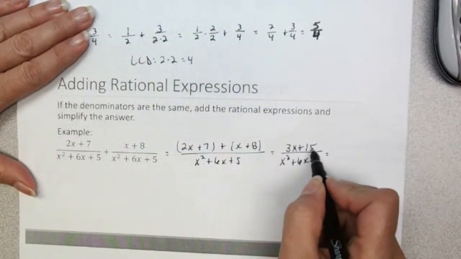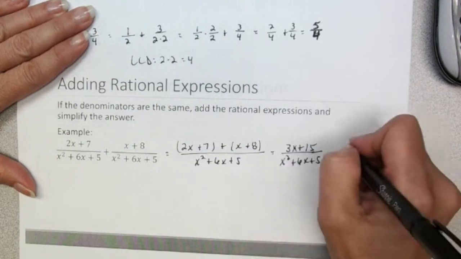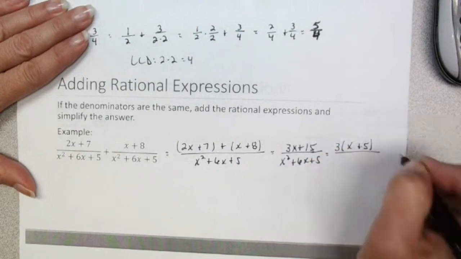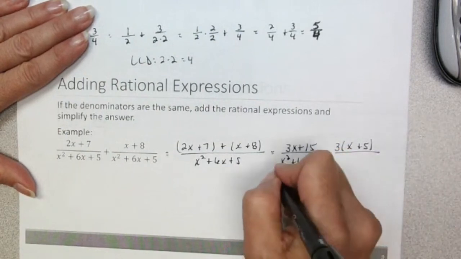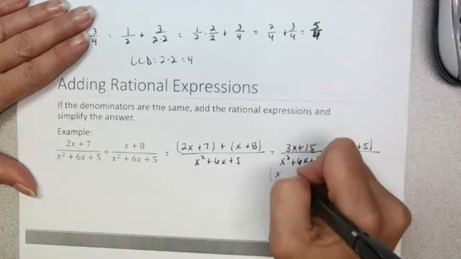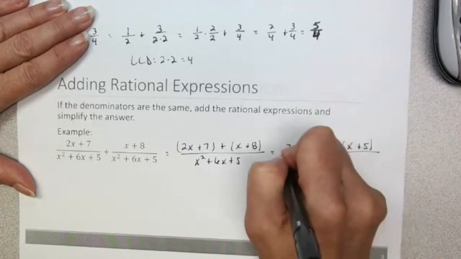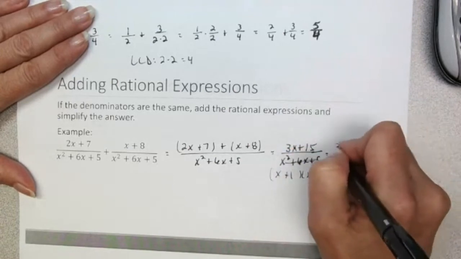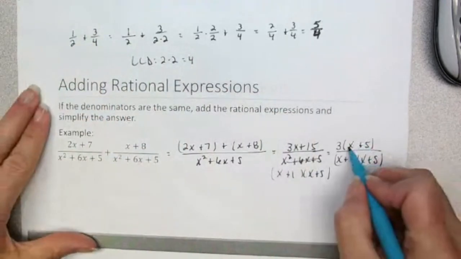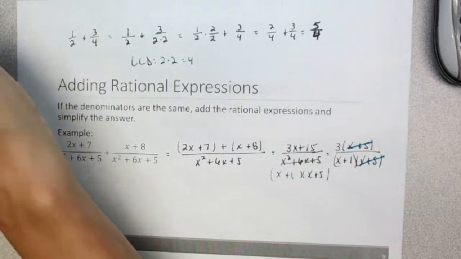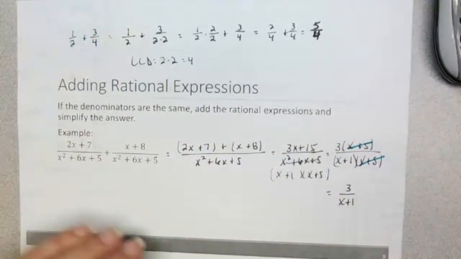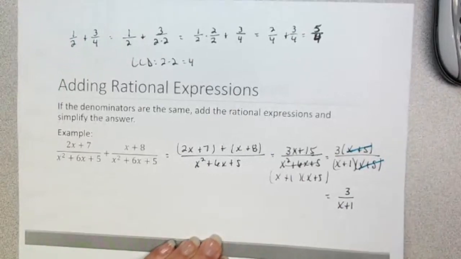I can pull a 3 out of both terms in the numerator, right? Got that greatest common factor of 3, so let's do that. When I factor out the 3, I'm left with x plus 5. When I factor that denominator, I can factor it into x plus 1 times x plus 5, right? So now I can see, oh, it does simplify. Look at this. There's an x plus 5 in both the numerator and the denominator, so my final answer here should be 3 over x plus 1. I always want to make sure we simplify rational expressions.